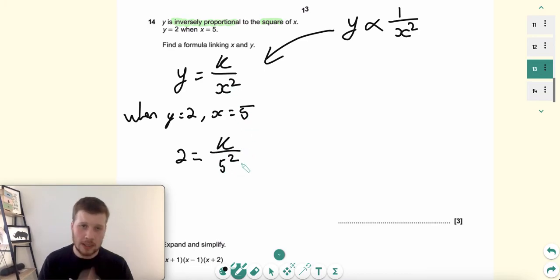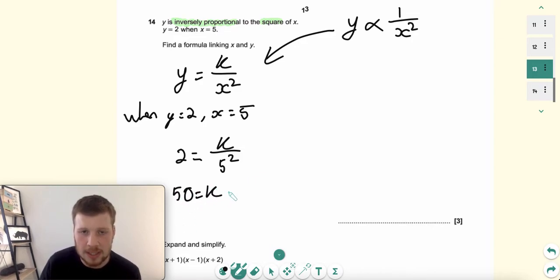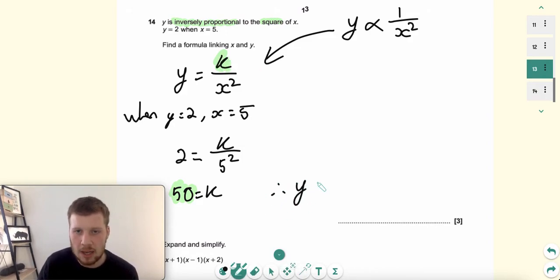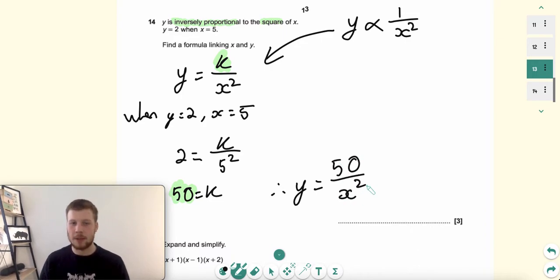Multiplying across, 2 times 5 squared is equal to 50, so 50 is equal to k. If I want to link these together, all I'm going to do is swap this value of 50 with this k. Therefore I get y is equal to 50 over x squared, and that would be a perfectly valid formula for this question.